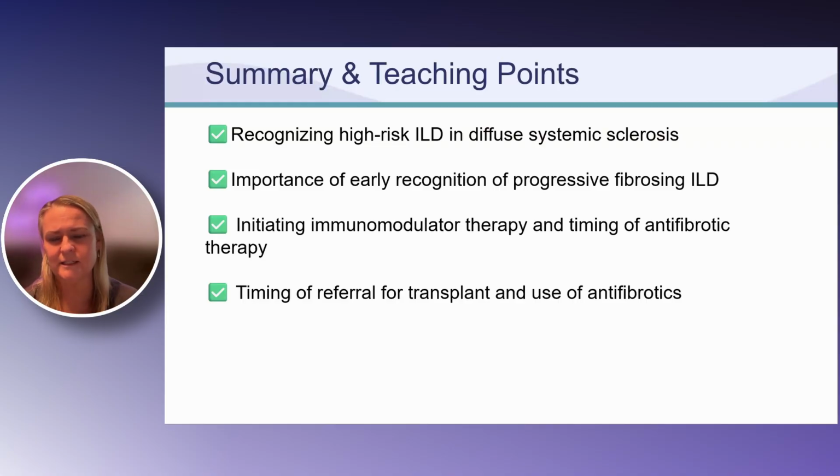So treating for the systemic sclerosis with the mycophenolate, prednisone, rituximab if necessary. If we can get that inflammation out, then we don't have to worry about as much fibrosis at the end of the day. Initiating immune modulator therapy and timing of antifibrotic therapy. So again, HRCT is super important because you could have two separate processes going on at one time. Inflammation and fibrosis are treated differently, but need to both be treated.